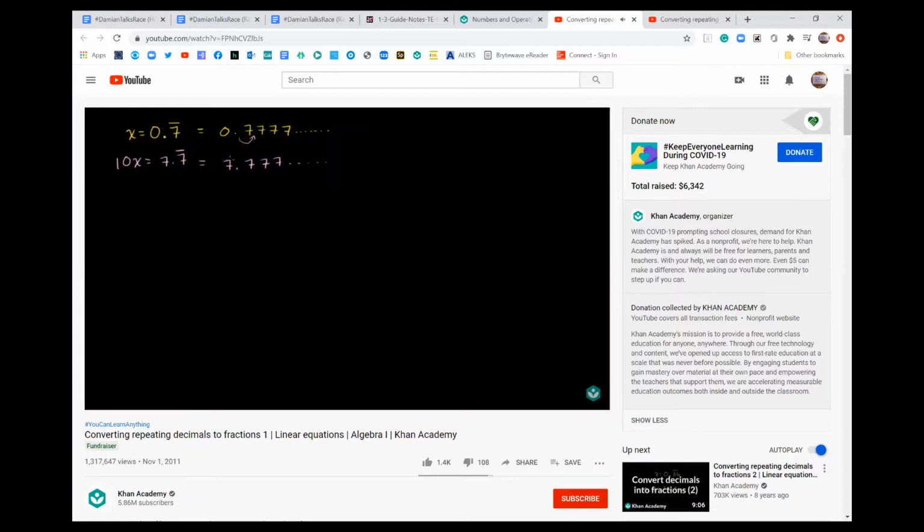Now, the way that we can get rid of the repeating decimals is if we subtract x from 10x, right? Because x has all these 0.7777. If you subtract that from 7.77777, then you're just going to be left with 7. So let me rewrite it here just a little bit easier. 10x is equal to 7.7 repeating, which is equal to 7.777, on and on forever. And we established earlier that x is equal to 0.7 repeating, which is equal to 0.777, on and on forever.